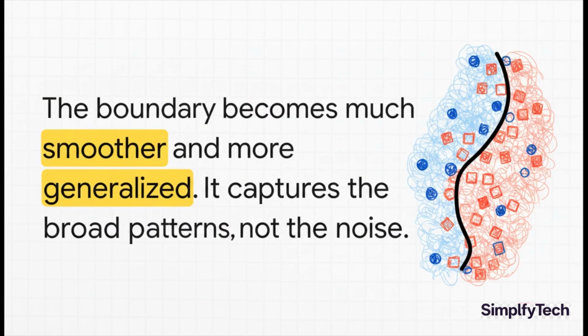But now, check this out. We crank k up to 15 and boom! The boundary gets way smoother, much more generalized. This model is way more likely to do a good job on new data it's never seen before because it's captured the real, broad pattern instead of getting sidetracked by all the noisy little outliers.